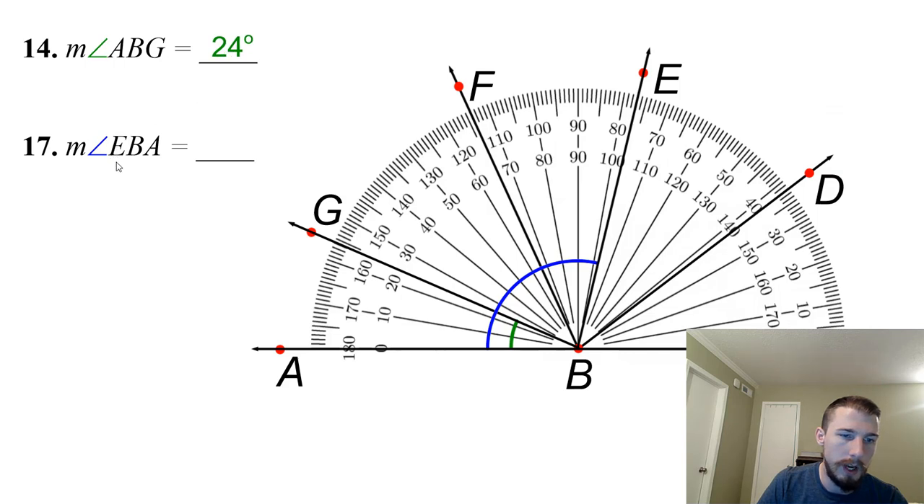The next thing we want to do is measure the angle. Again, the little script M usually means the measurement, just like the measurement of a segment. Now we're doing the measurement of angle EBA. So starting at E, going to the vertex B, and then over to A. We're measuring the blue angle here. So the same thing, starting at 0, going all the way up, past 90, and it's going to be 100. And then we have to measure our ones, so 101, 102, 103. So 103 degrees. You should be able to do the rest of them.